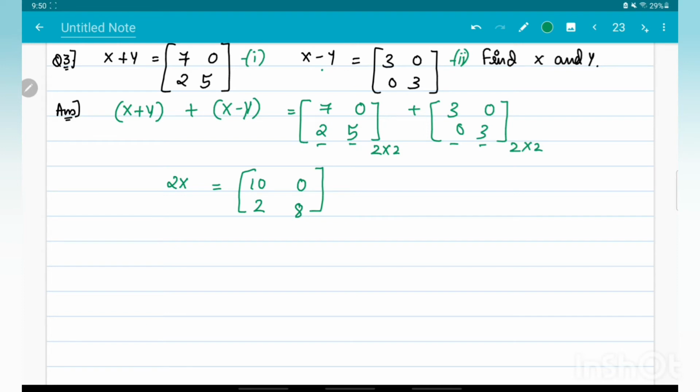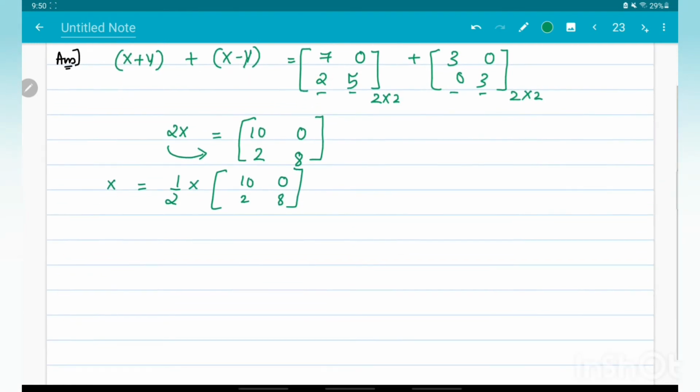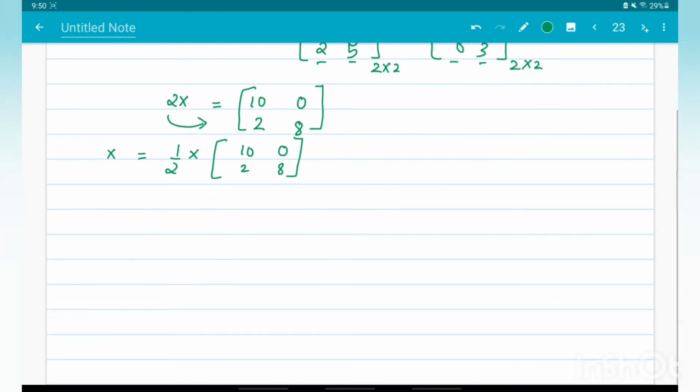Now 2x is equal to this. Now let me take this 2 over here. Similarly, you just have to do the way you solve the normal equations. Okay, so what will happen if you take that 2? It gets divided. So I can do it like 1 by 2 into the matrix 10, 2, 0, 8. Just consider this as an equation only. Okay, so when I take that 2 here, it comes in the divided form, so I can write it as 1 by 2 into this matrix.